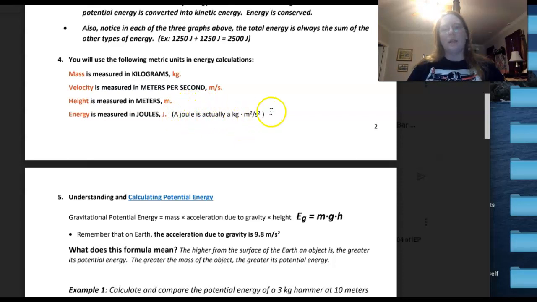There is a little disclaimer here. A joule is actually a kilogram times meter divided by seconds squared. Don't worry about that. Just know that energy is measured in joules. All right.